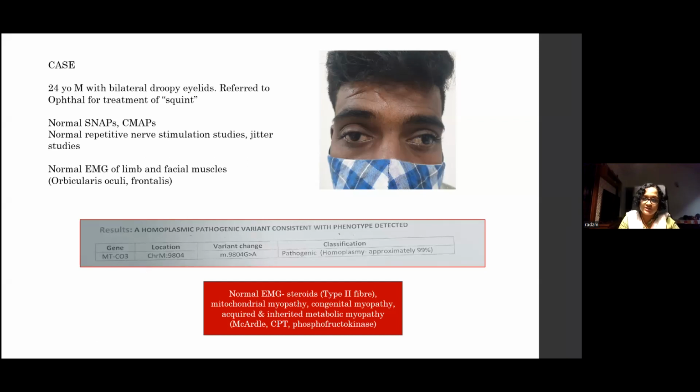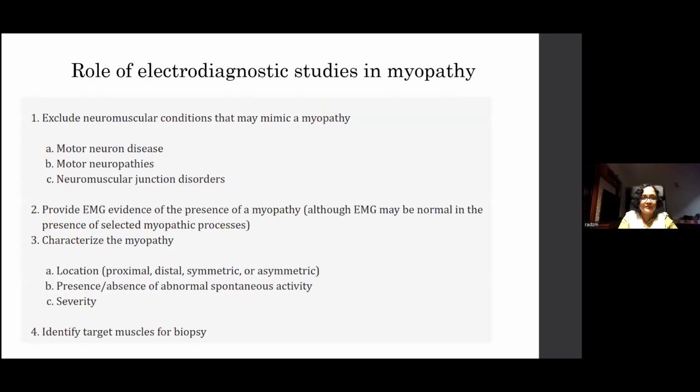So you can have normal EMG in myopathies, especially if it's steroid myopathy, because EMG looks at type 1 fibers, the fast twitch fibers, while steroids affect type 2 fibers. Mitochondrial myopathy, congenital myopathy, and certain types of acquired and inherited metabolic myopathy as listed here can all give you normal EMG studies, but that doesn't mean it's not a myopathy.